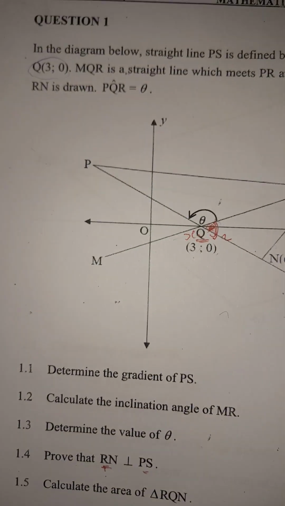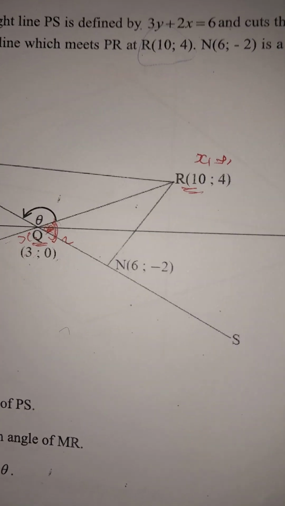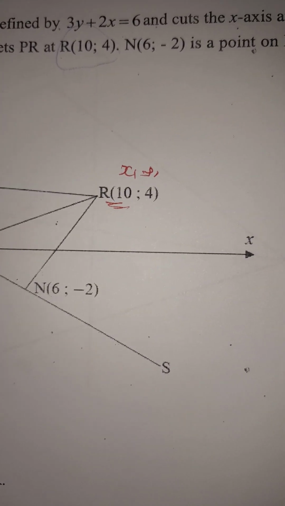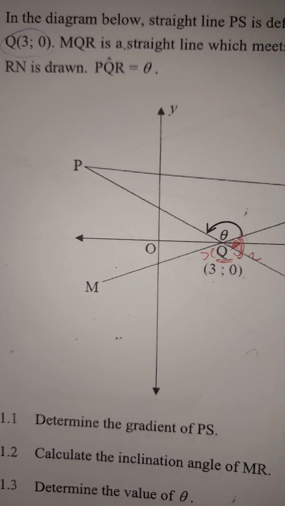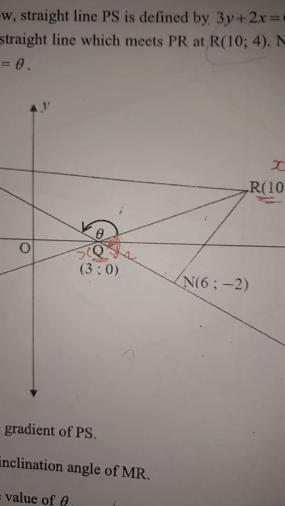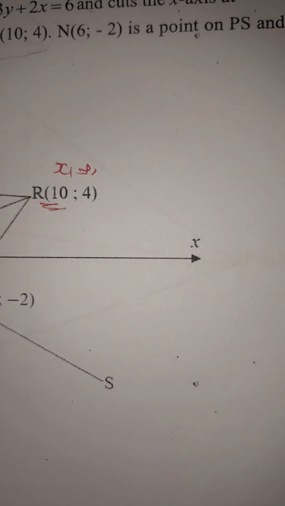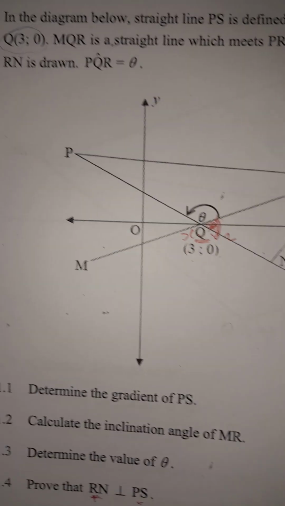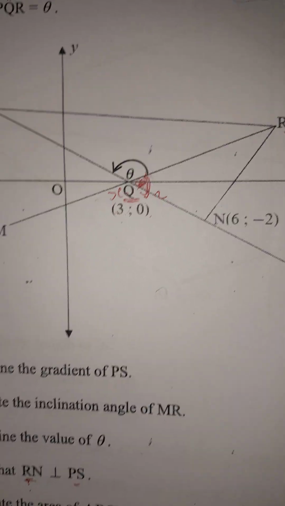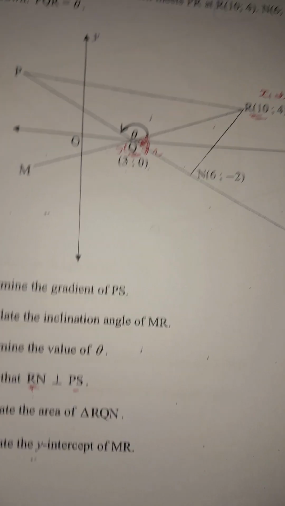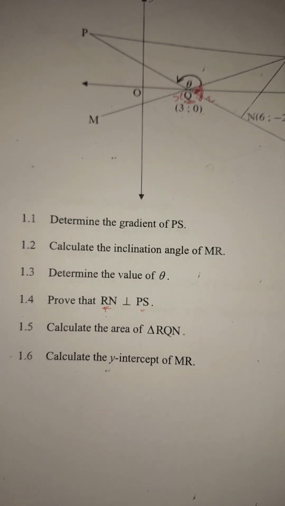In the diagram below, straight line PS is defined by 3y plus 2x equals 6, and cuts the x-axis at Q, which is (3; 0), and MQR is a straight line, where R is (10; 4), and N is (6; -2), a point on PS, and RN is drawn such that PQR equals theta. Right, we are required to calculate.